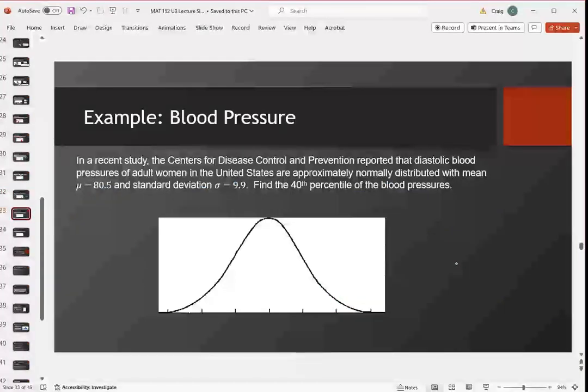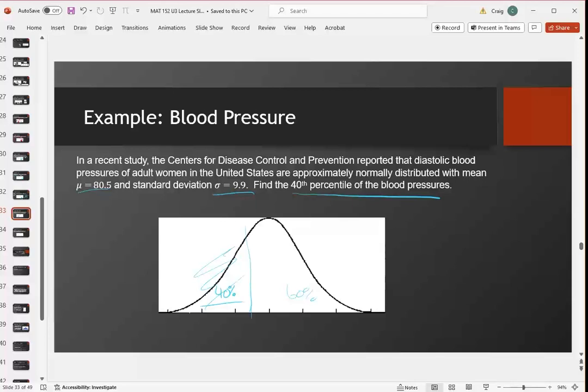In a recent study, the CDC reported that blood pressures of adult women are approximately normally distributed with the mean of 80.5 and a standard deviation of 9.9. We want to find the 40th percentile. Remember, the 40th percentile is the point at which 40% of the data is below that point, and 60% is above. So we want to find the area to the left where we have 40%.